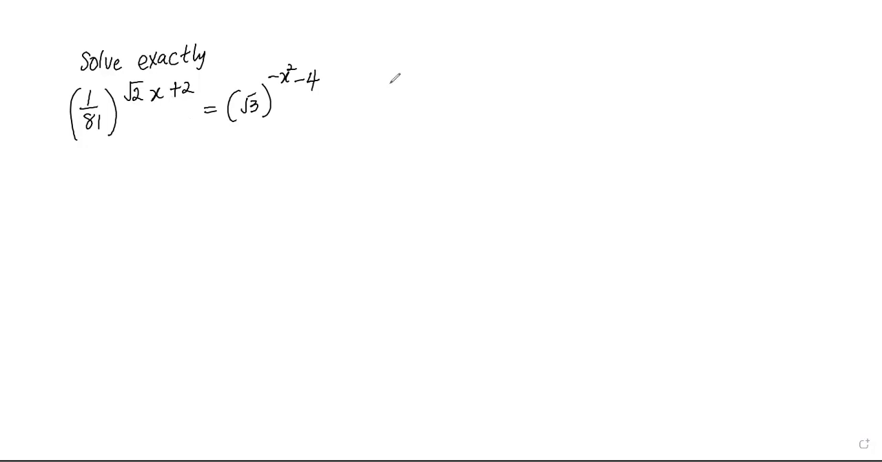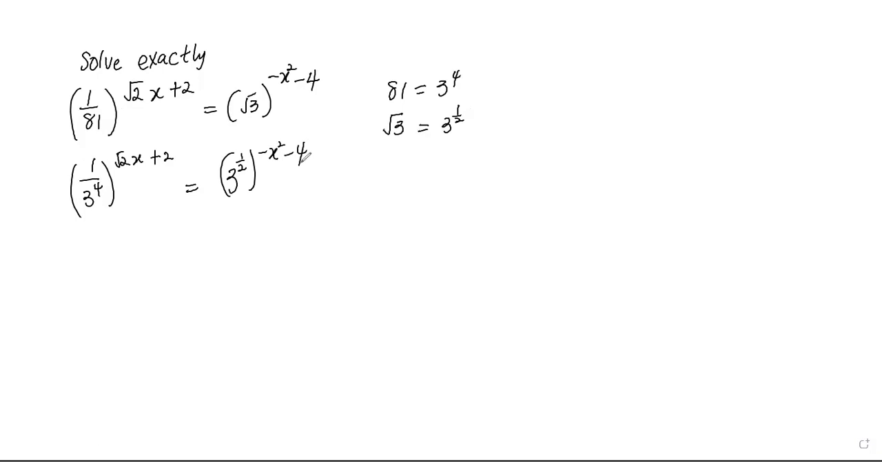Now, remember, 81 can be written as 3 to the power 4. And remember from your indices that the square root of 3 is the same as 3 to the power 1 over 2. So let us go over to these and replace them. So we have 1 over 3 raised to the power 4, then all raised to the power square root of 2x plus 2. And that will give me 3 to the power 1 over 2, all raised to the power minus x squared minus 4.